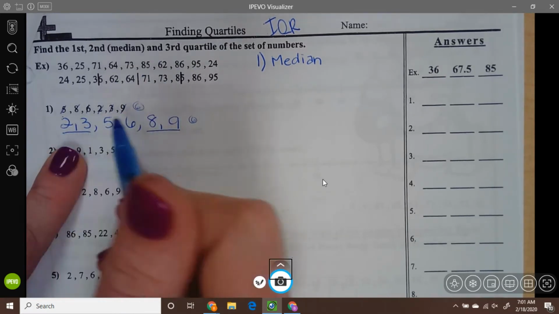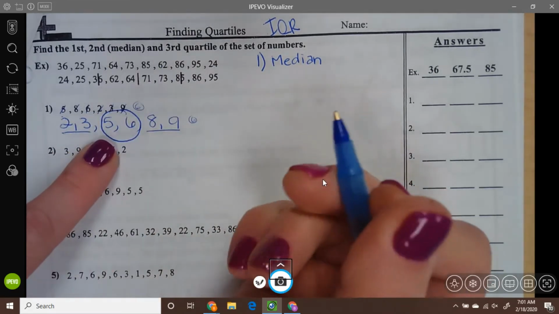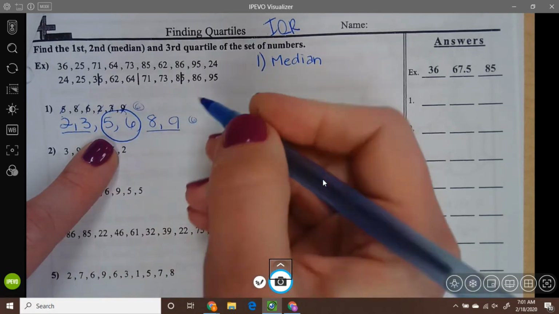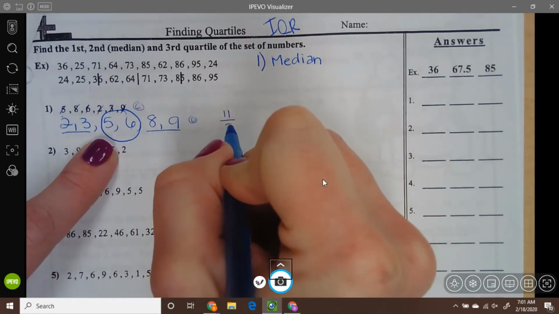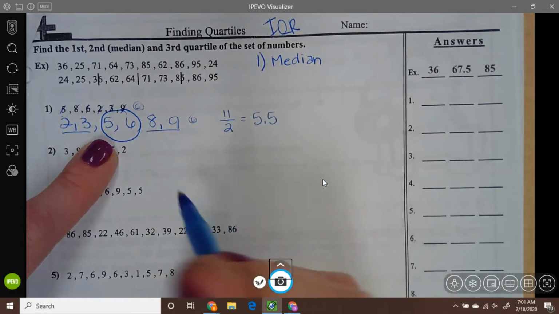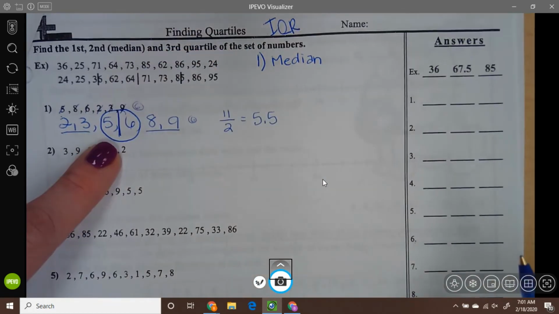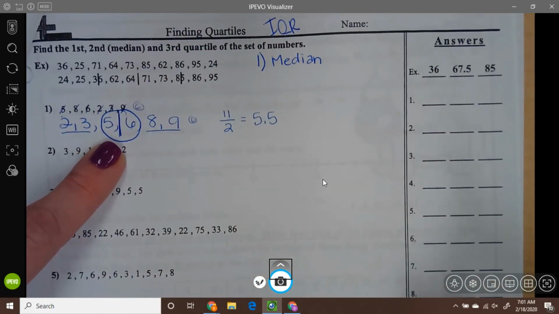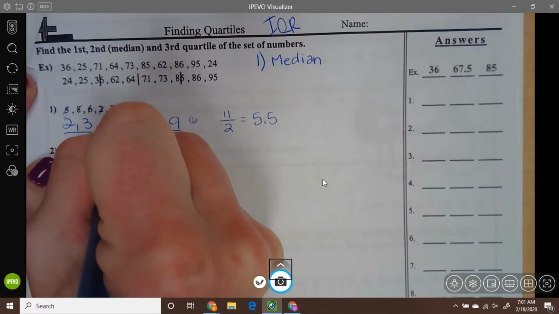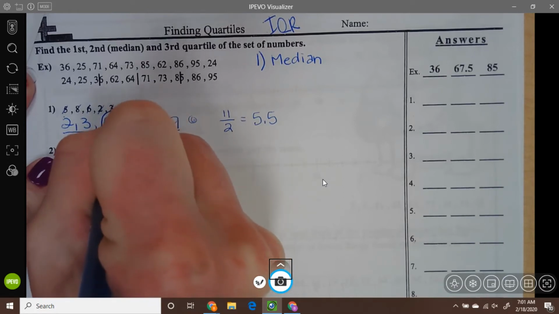Because I have an even number data set, I'm going to end up with 2 in the middle that I have to find the mean of. So 5 and 6 I can add and then divide by 2. 11 divided by 2 would be 5 and a half. I could have also found that by finding the halfway point of 5 and 6, which is 5 and a half. So I'm going to draw this line here to show that the median is 5 and a half.